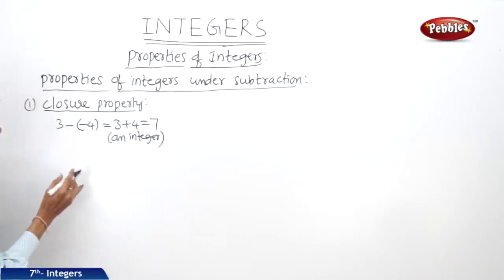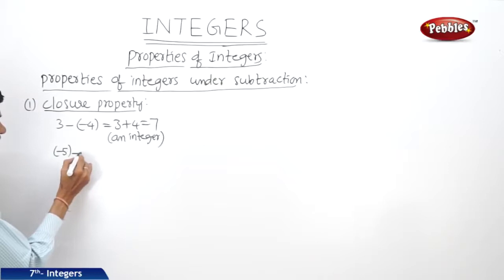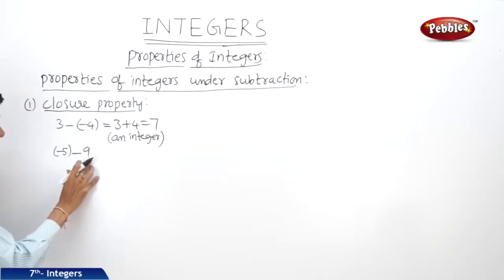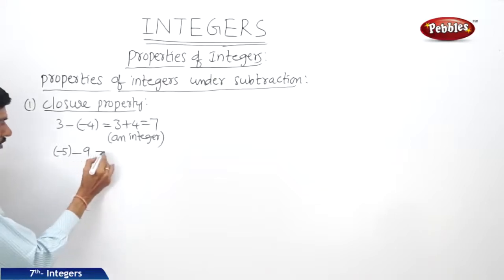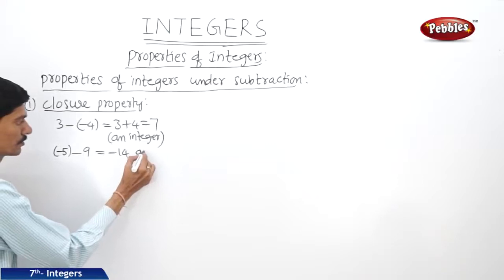And if you take any other example, minus 5 and 9. Minus 5 is an integer and 9 is also an integer. Their difference equals minus 14, which is an integer.